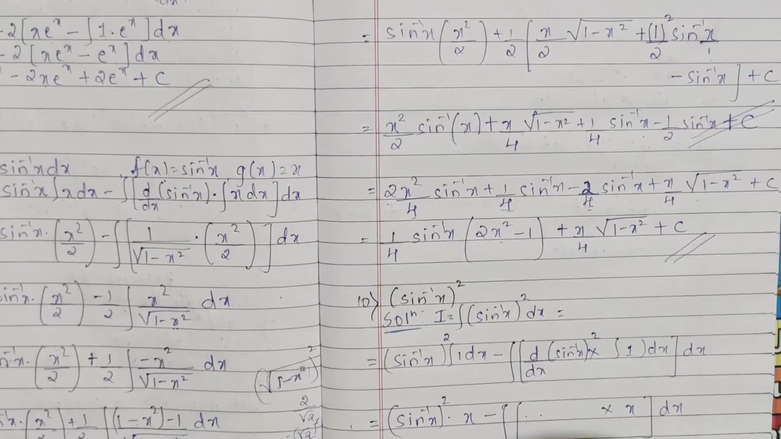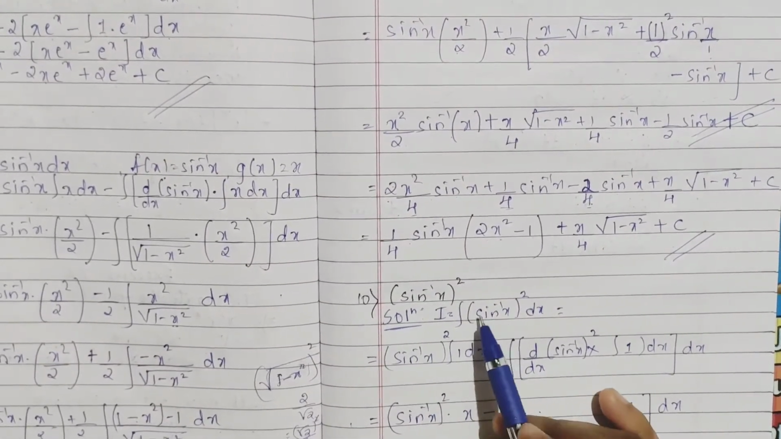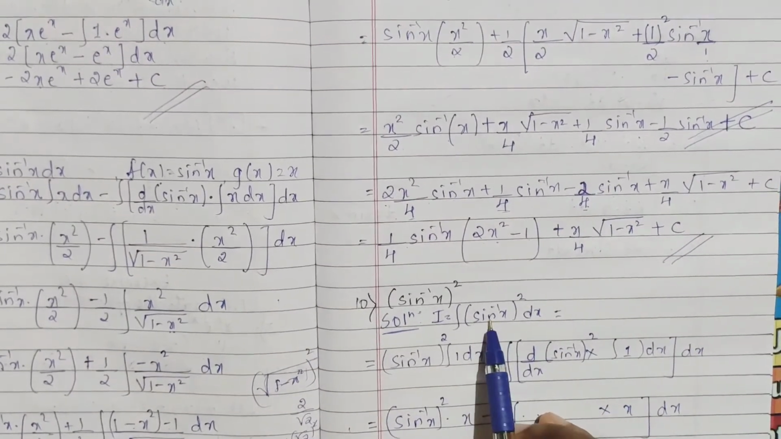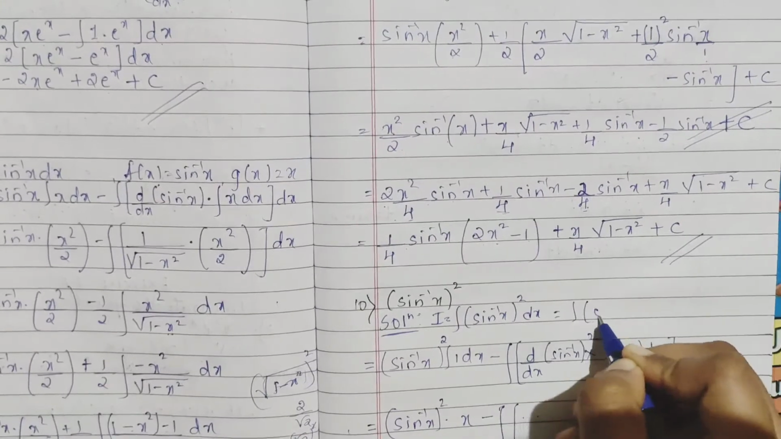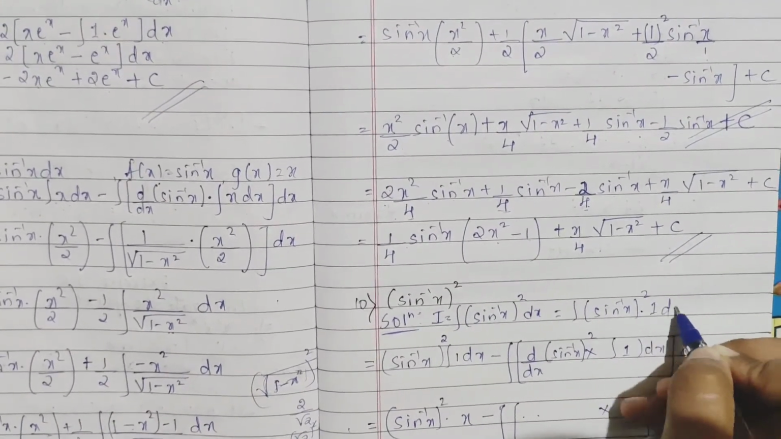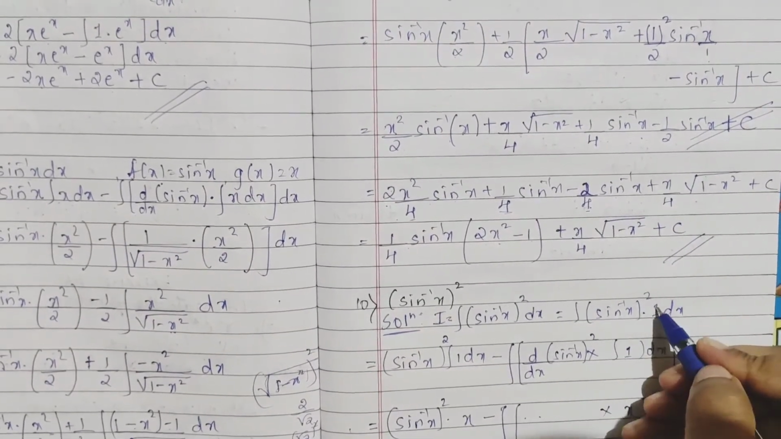Second question is your 10th one, sin inverse x square. So let I is equal to sin inverse x whole square. Here you can't go for any substitution, so you have to go by parts. When nothing is there, it means 1 only, right? Anything into 1 becomes the same. So if nothing is given, you have to take one more term as 1.